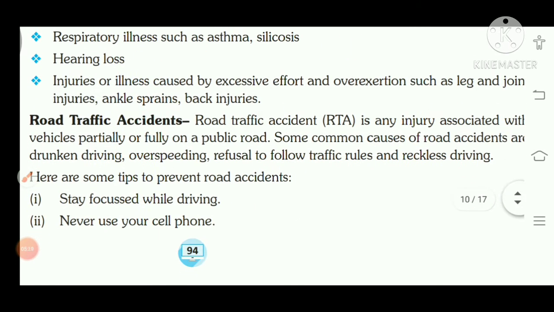Road traffic accident: we are all aware that if we are going on the road and not following the rules, there can be injuries associated with a vehicle, partially or fully on a public road. So these types of accidents are road traffic accidents. So how can we protect ourselves from these accidents?